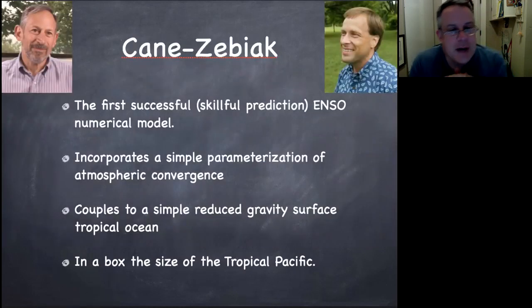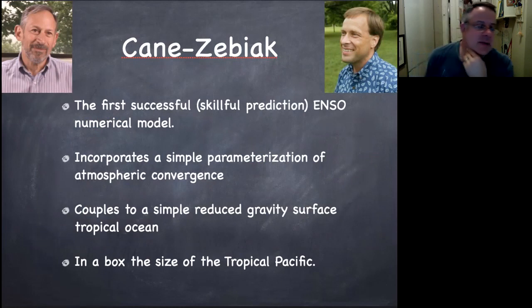The first successful model for predicting ENSO was called the Cane-Zebiak model, from Mark Cane and Steve Zebiak. And it's important that it is a coupled model, so it involves a simple atmospheric model connected to an ocean model that has the ability to do these thermocline dynamics.